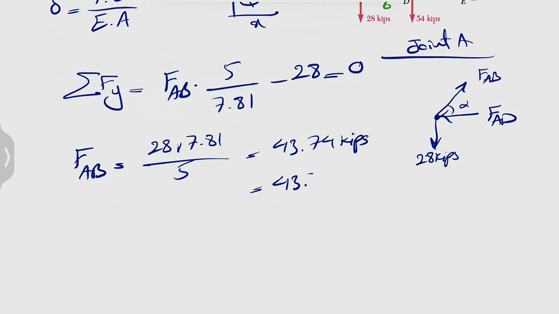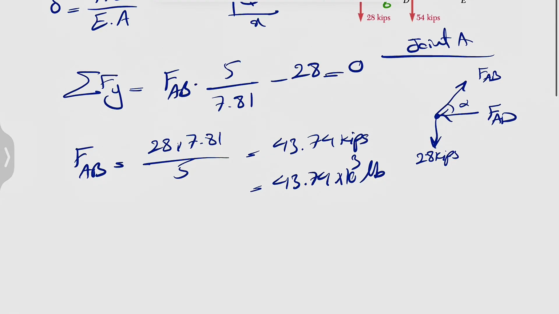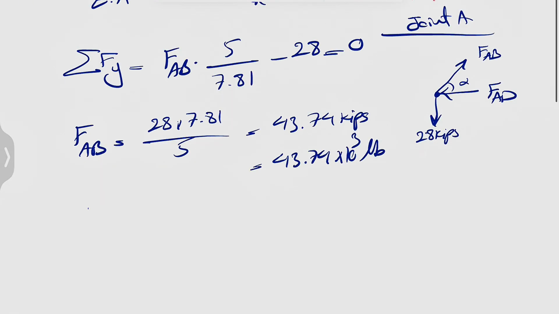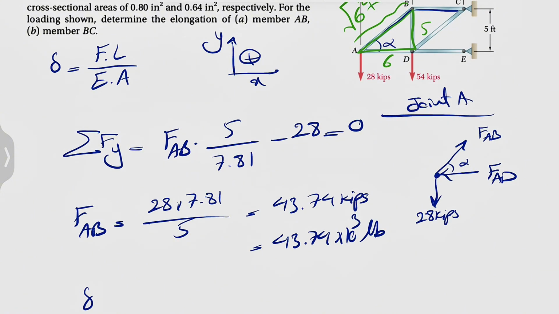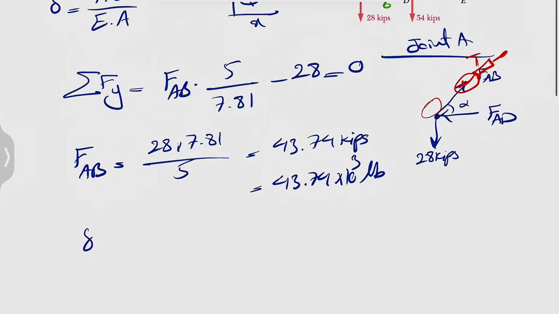If we want to report it in pounds, we know 1 kip is equal to 1,000 pounds, so this will be 43.74 times 1,000. Now we can find the elongation. One thing to keep in mind is that the member AB, which would be somewhere in here, would be in tension, so the force has to be in the opposite direction of what we have at the joint. If it's in tension, the elongation has to be positive because it will be elongated. So that's going to give us the force in AB, which we found, 43.74.